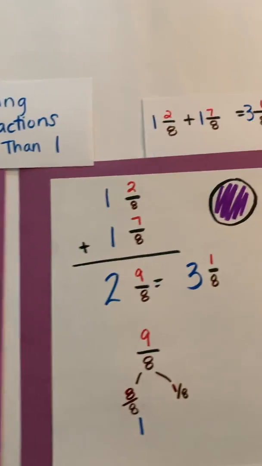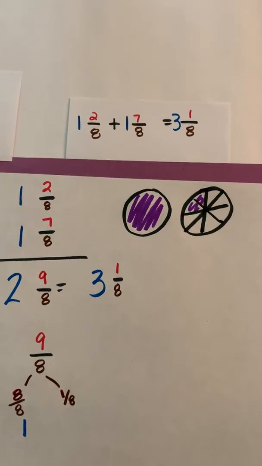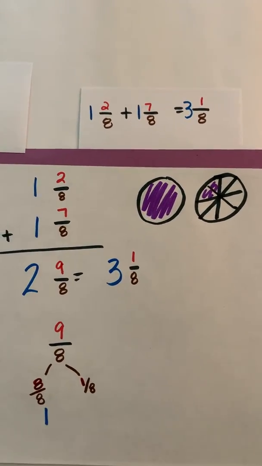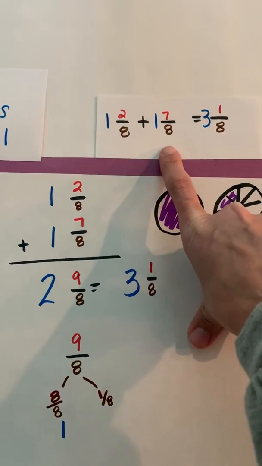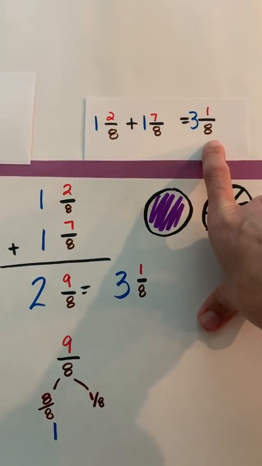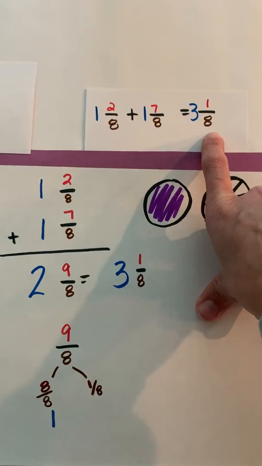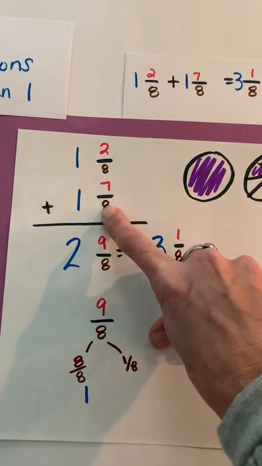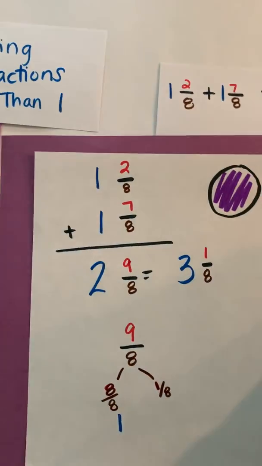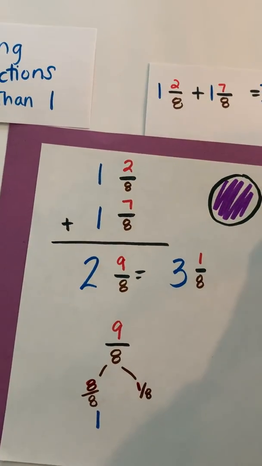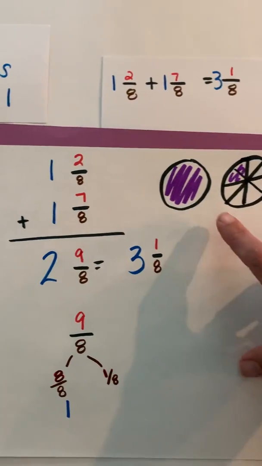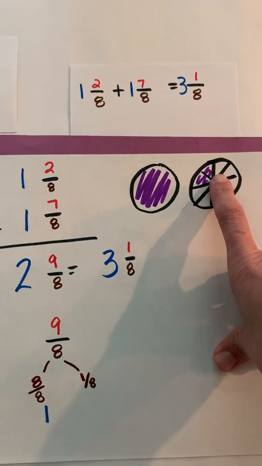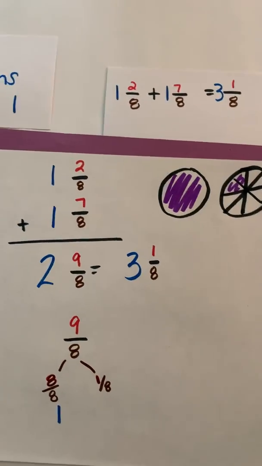Now let's look at adding a mixed number plus a mixed number. So we have 1 and 2/8 plus 1 and 7/8. And we know that it's going to equal 3 and 1/8 from the work we've done earlier with the models, number lines, and everything. So once again, we want our place values lined up, our fractions lined up together, and our whole numbers lined up together. So I represented 1 and 2/8, and then I want to add on 1 and 7/8.